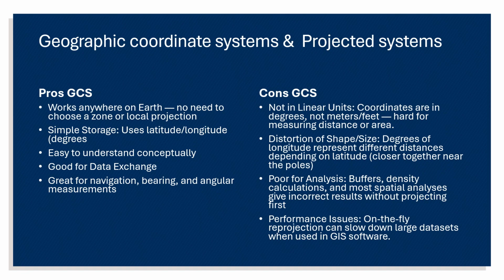So what are the pros of a GCS? Well, it works anywhere on Earth. You don't need to choose any zones or any sort of local projections. It's a relatively simple storage. It uses longitude and latitude, and they're measured in degrees, so it's not complex. It's relatively easy to understand. It's really good for exchanging data with other people.